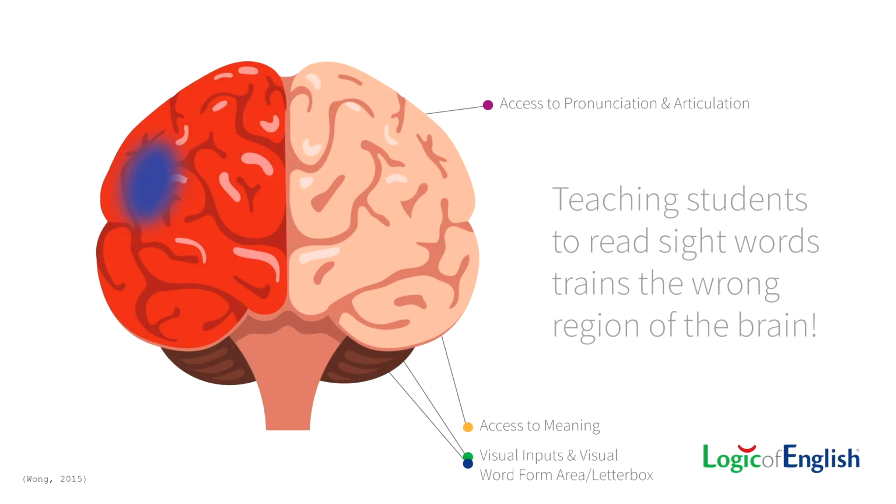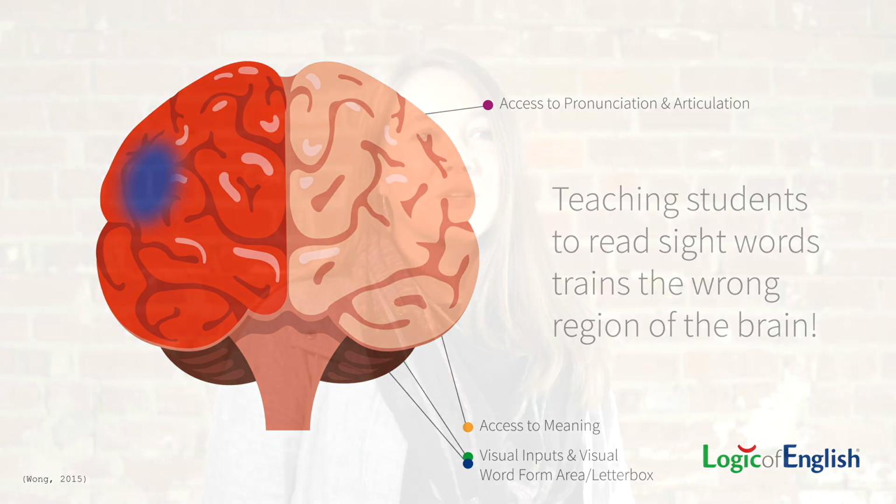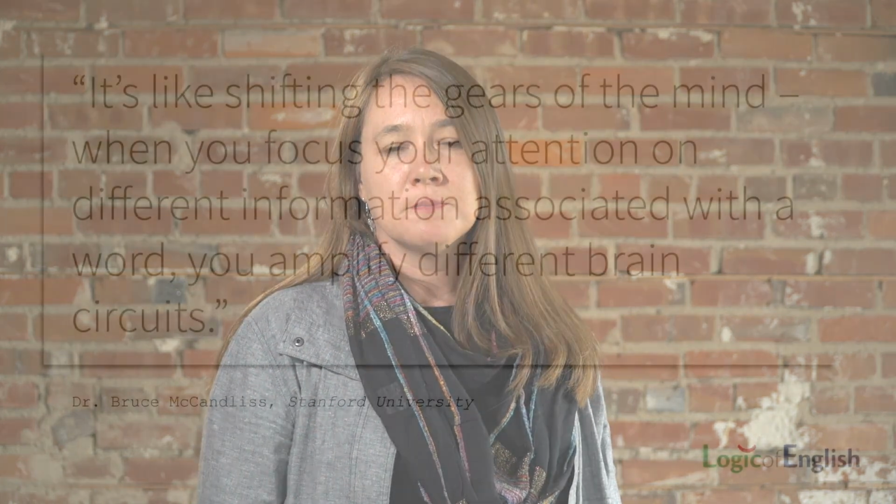And we talked about this during the neuroscience of reading, or the science of how we learn to read. But teaching students to read sight words trains the wrong part of the brain. Instead of teaching this list of words, again, by rote memory, we need to be teaching kids how to read and spell those words, which then unlocks thousands of other words.